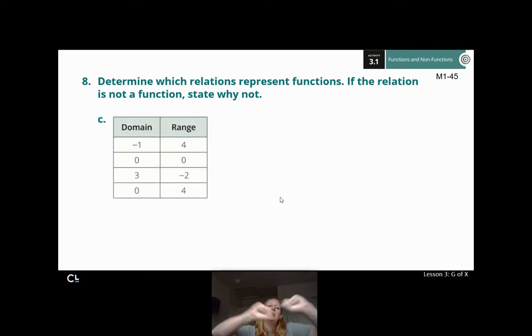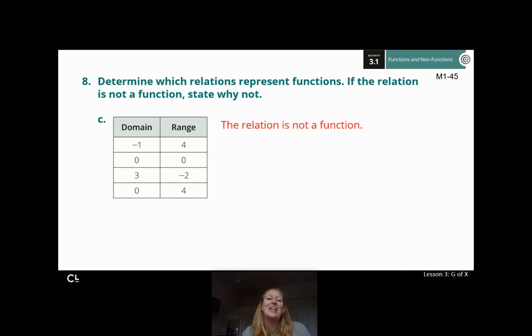Here we go, I got a table. Is this relation a function? I'm going to say no, it's not a function. This relation is not a function because if I plug in a 0, I could get 0 or I could get a 4. Did you catch that? That 0 showed up twice in my domain, so I could get 2 different answers for 0. No good. The domain value of 0 has more than one range value, and that doesn't work for functions. So that's not a function.